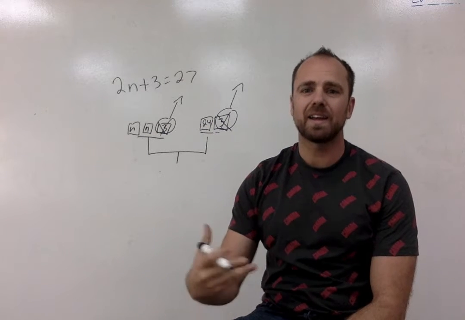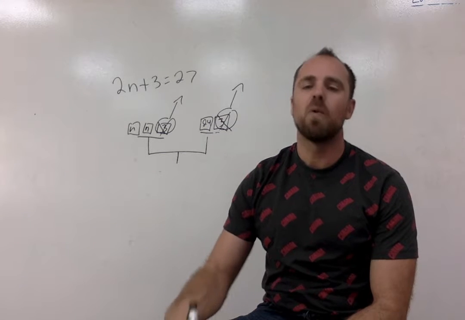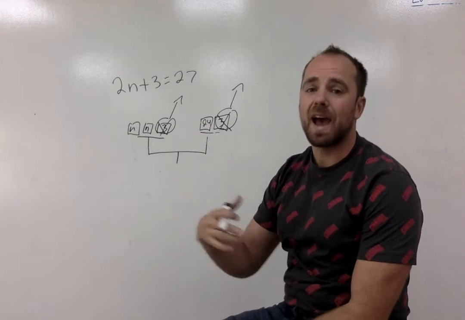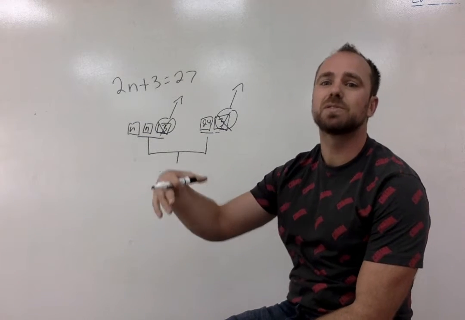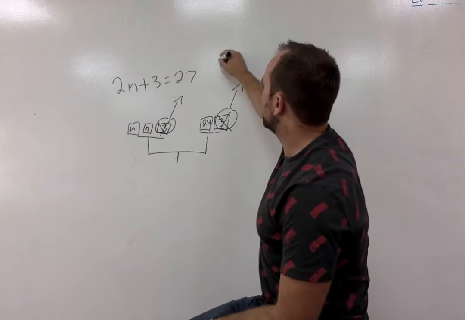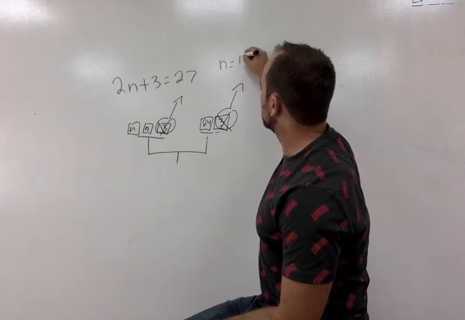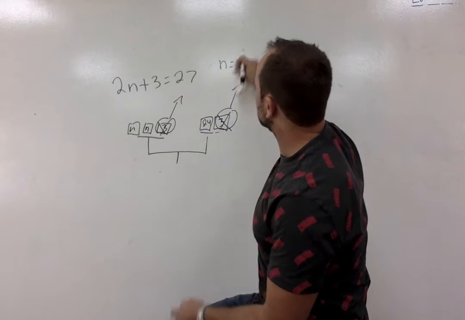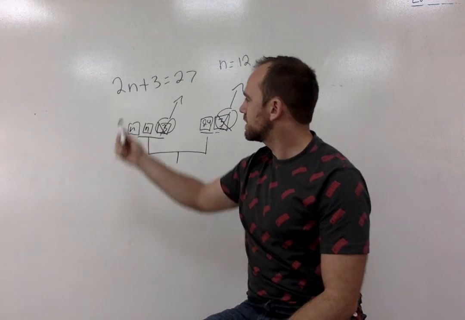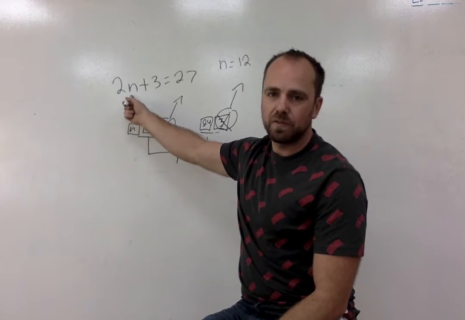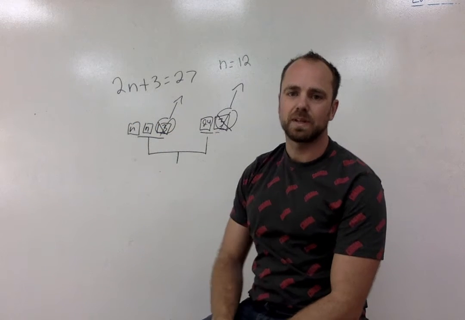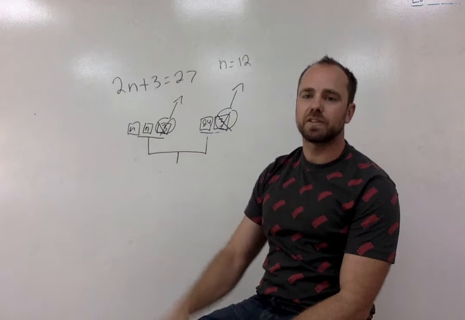From there I can go and calculate what the answer is. I can say what is half of 24, or what times 2 equals 24. In this situation, I'm going to get n = 12. Then I can double check it. 2 times 12 is 24, 24 plus 3 equals 27. So that's just the first example.